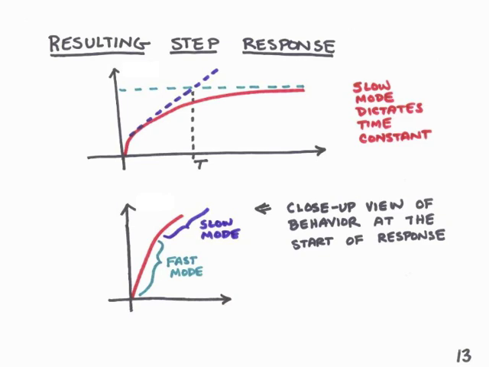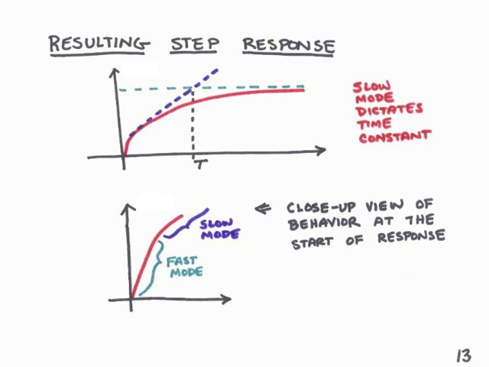So what is the step response of a system with this impulse response? Which mode will dictate how quickly the system will fully respond? Here you can see the step response for this system, and what you'll note is the slow mode dictates the time constant. The initial response of the system for very small time is dictated by the fast mode, but after the fast mode has fully participated, it is the slow mode which will dictate how quickly the response rises.